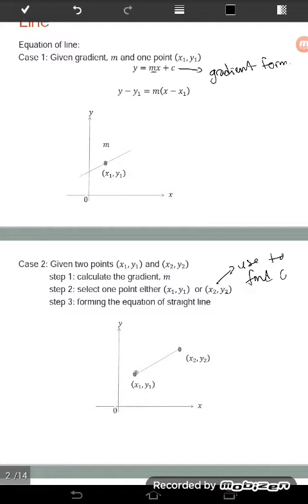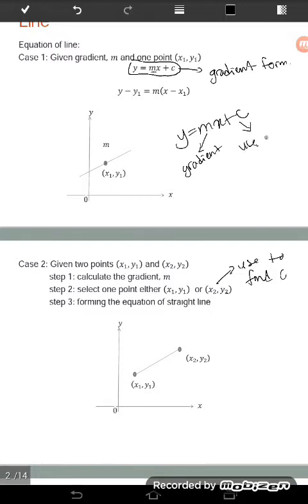Okay, so ni gambaran dia. Ada satu line and given 2 points. Okay, so biasa saya recommend yang ni lah. So senang nak ingat lah. So y equal to mx plus c. Okay, so what we need gradient and c.